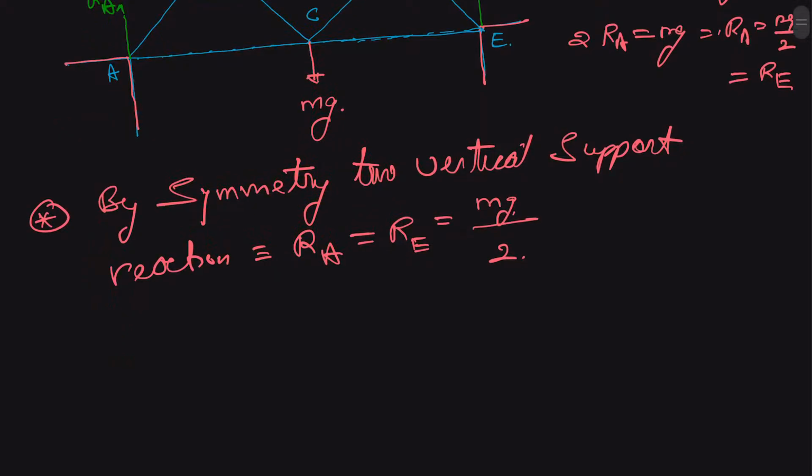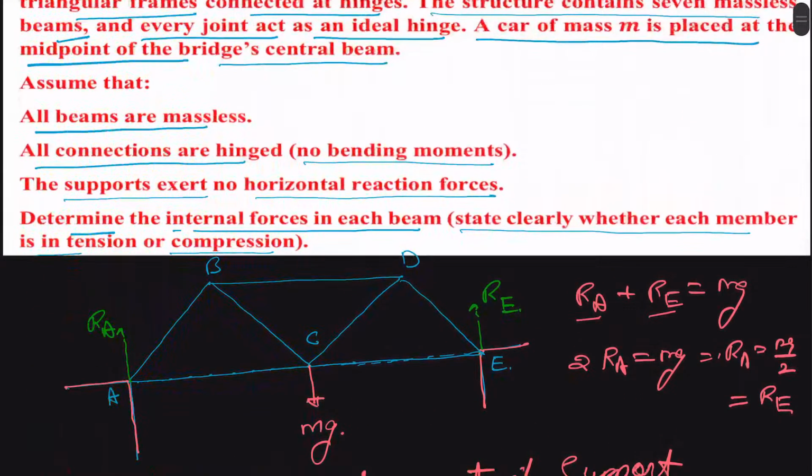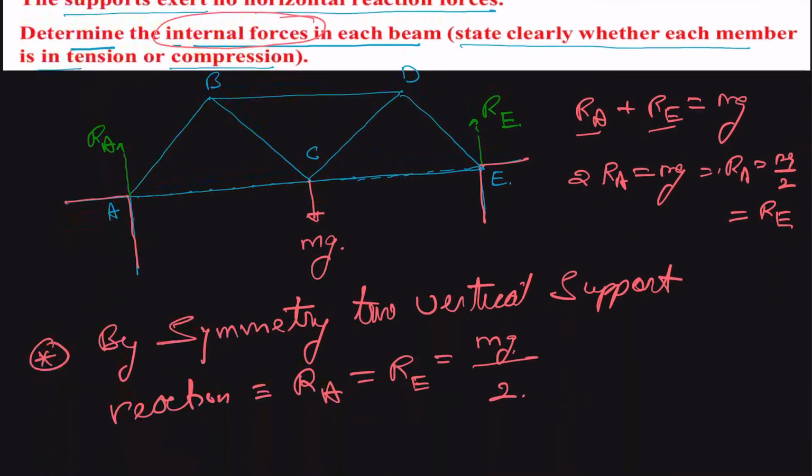Now we come to our second part, where we are going to find out the internal forces in each beam. All these triangles are equilateral, so the angles will be 60 degrees. All the angles are 60 degrees.